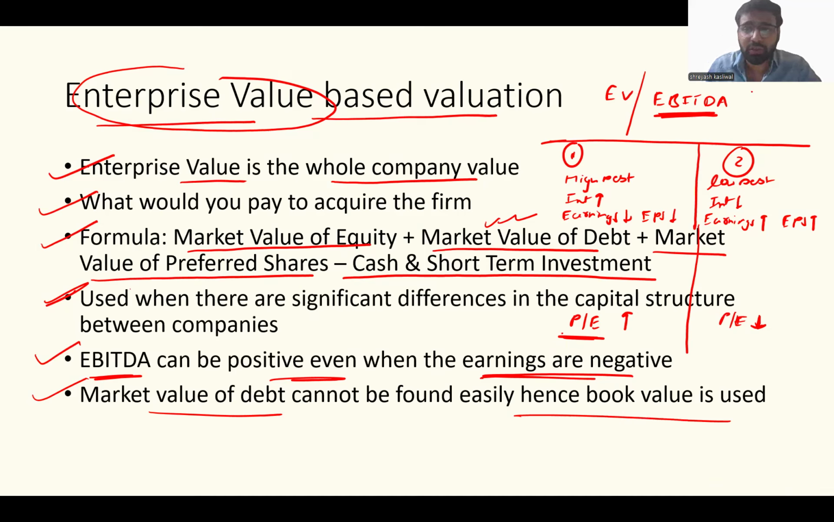Sir, what is the interpretation of this ratio? Let's say, for example, the EV to EBITDA ratio is 10 times. What does that mean, sir? For every 1 rupee of EBITDA, the company has an enterprise value of 10 times. And that is the interpretation of the ratio. I hope you guys understood everything.